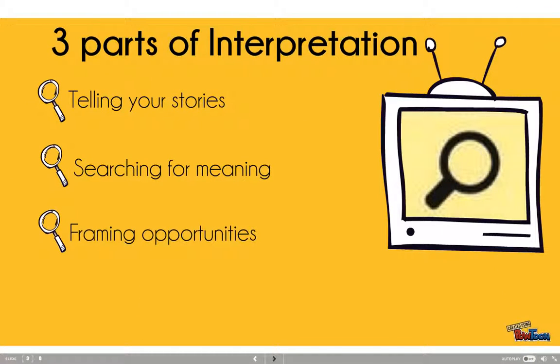So there are three main parts of the interpretation phase. The first one is telling your story. Whether you interviewed or observed an end user or an expert, telling and comparing stories with your group during collaboration. The second portion is searching for meaning, taking all of your data and looking for overall themes and similarities and possible differences. The third one is making your insights into action, so framing your opportunities and creating a how, what might we question.